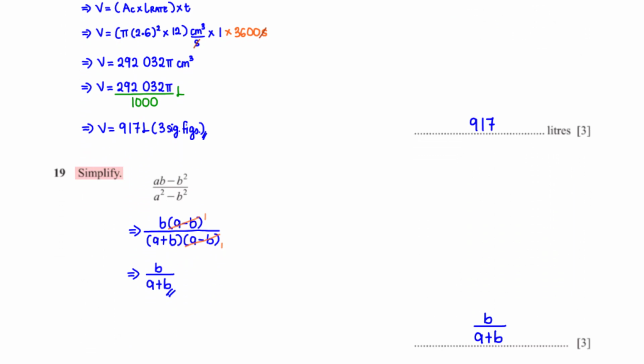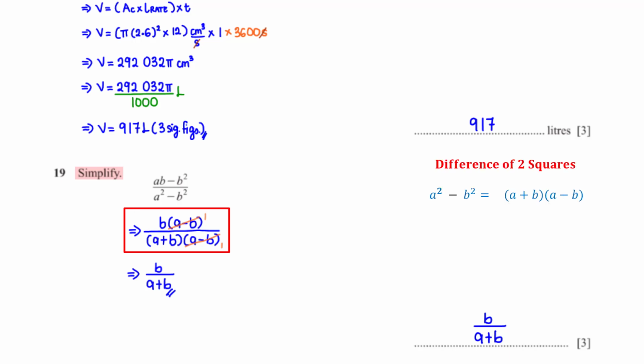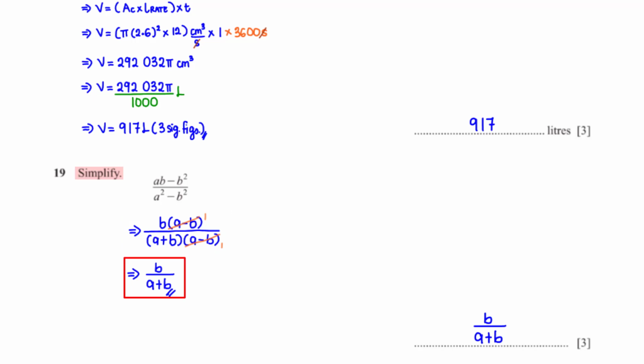Simplify AB minus B squared over A squared minus B squared. For the numerator, the terms have a common factor of B. When we factor out B, we are left with A minus B. By applying the factorization for the difference of two squares, we can rewrite the denominator as A plus B times A minus B. A minus B cancels out, so we are left with B over A plus B.